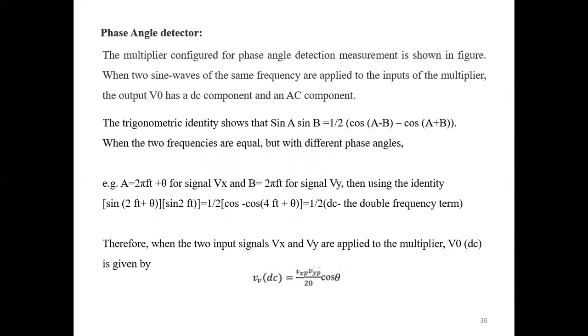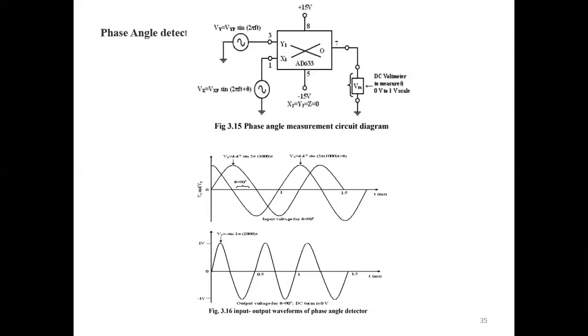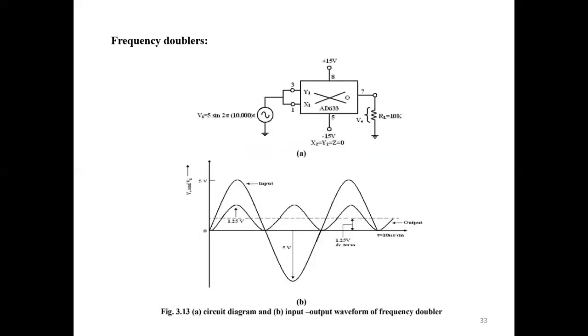The trigonometric identity shows that sin A sin B is equal to 1 divided by 2 times (cos(A minus B) minus cos(A plus B)). So when the two frequencies are equal but with different phase angles, therefore, when the two input signals Vx and Vy are applied to the multiplier, this is a phase angle detector.